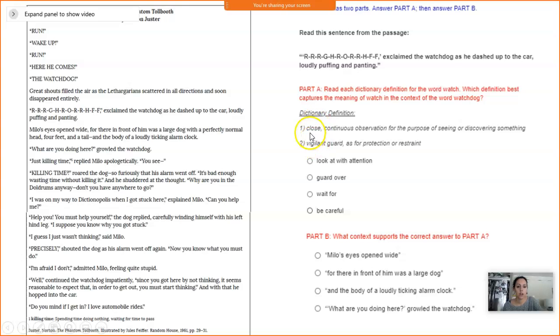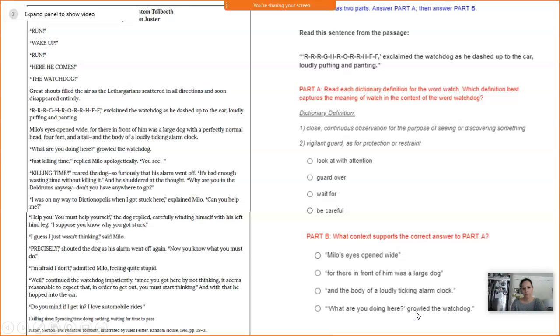So, here are the choices: close, continuous observation for the purpose of seeing or discovering something, or a vigilant guard, as for protection or restraint. So do you think it means to look at with attention, to guard over, to wait for, or to be careful? Based on these dictionary definitions, which meaning captures this the best? And then part B: what context supports the correct answer to part A? "Milo's eyes opened wide, for there in front of him was a large dog and the body of a loudly ticking alarm clock." And "What are you doing here?"